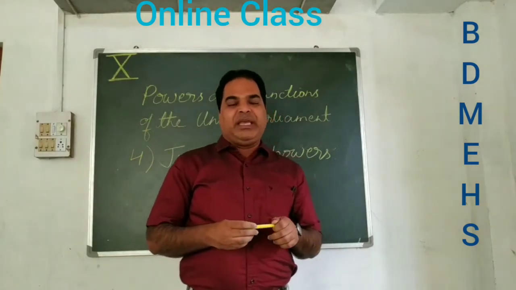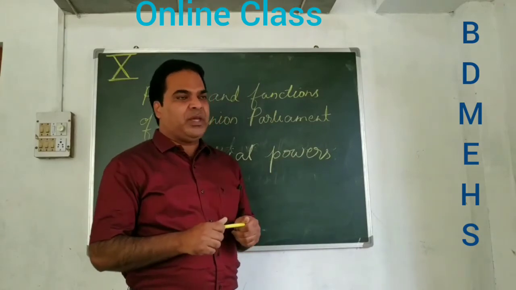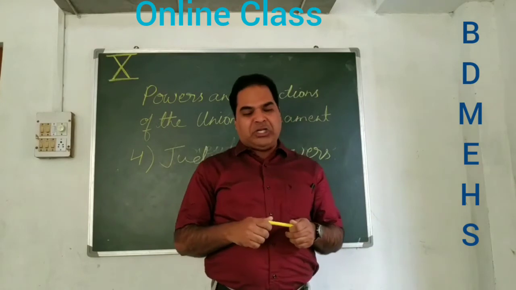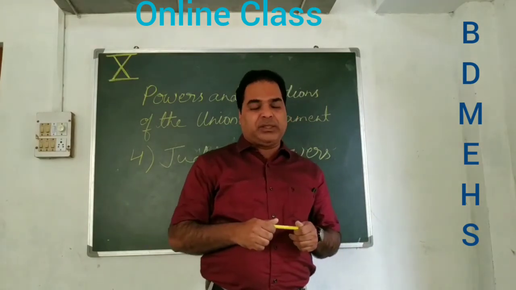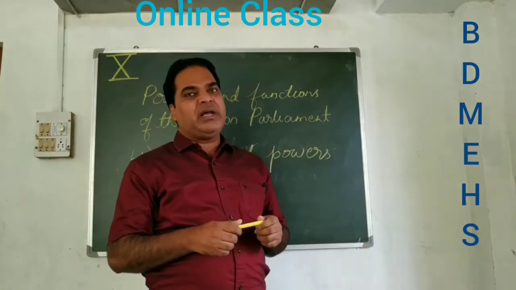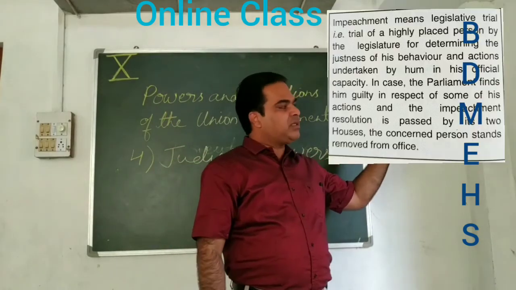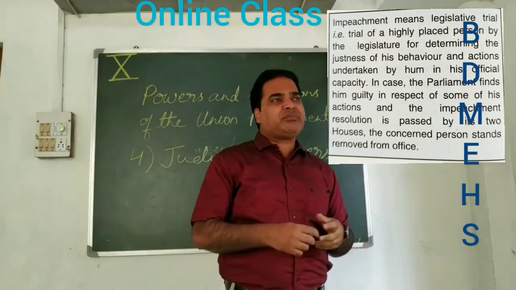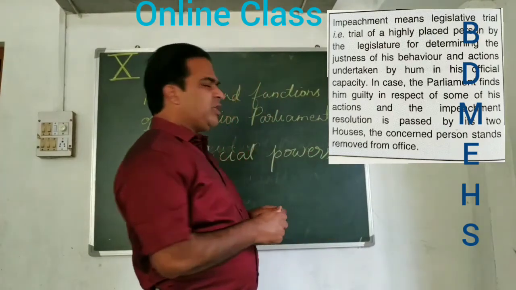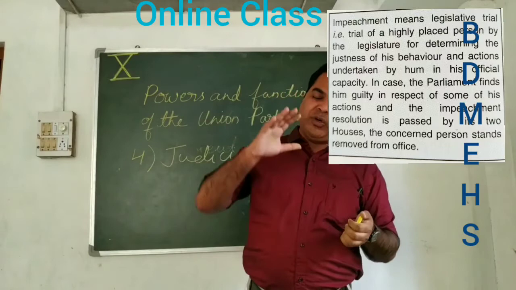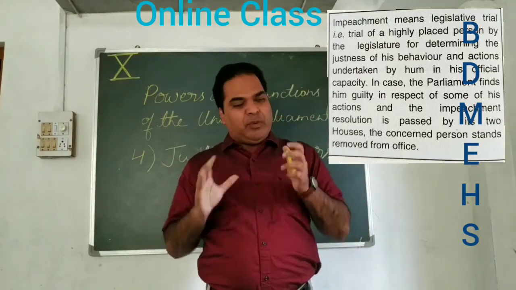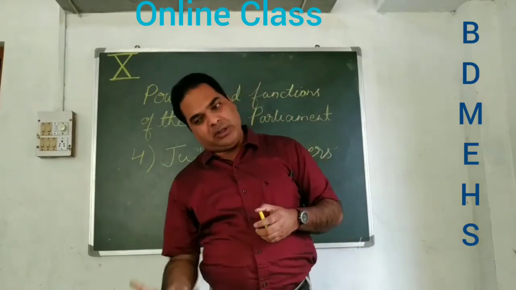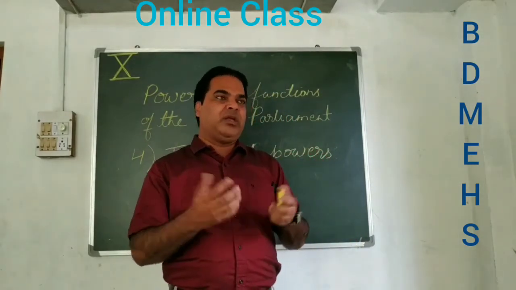Impeachment is a process through which the President of the country, or the Attorney General, or the Supreme Court judges and High Court judges are removed. So this is impeachment. What impeachment is, is mentioned over here, so you can go through it. Now, judicial powers: impeachment. Lok Sabha and Rajya Sabha both have the power to remove the President of the country, or the Supreme Court judges, if they go against the constitution.